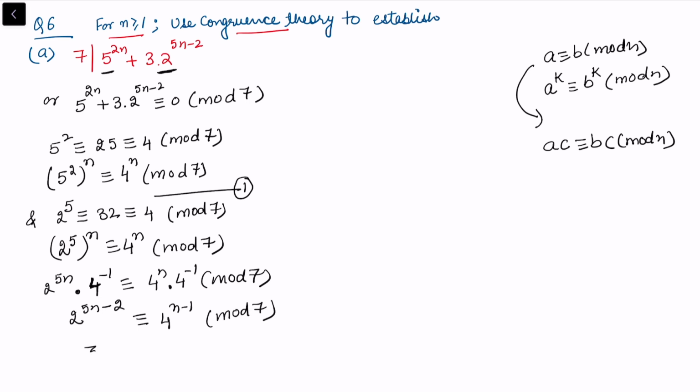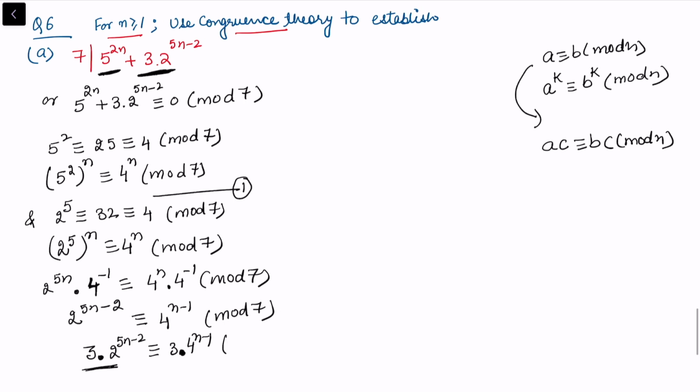So here we get 3 into 2 to the power 5n minus 2 congruent to 3 into 4 to the power n minus 1. I multiply both sides by 3 because I require this in my original problem that I want to prove with respect to mod 7. Let's call this equation number 2. Now add 1 and 2. When I add 1 plus 2, what do we get?